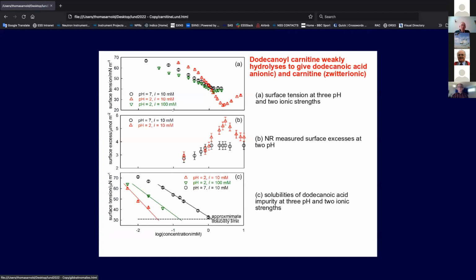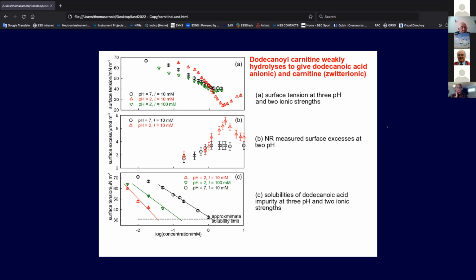So here's an example of a non-ionic impurity. I'm sorry you don't have my pointer to guide you, but the system is dodecanoyl carnitine, which is an amino acid with a long chain on it. So it's a typical surfactant. I shan't give any formulae of surfactants. They're just long chains and head groups. In C, you will see that this hydrolyzes to give you dodecanoic acid, which is very surface active at extremely low concentrations. The bottom slide shows the solubilities of dodecanoic acid.